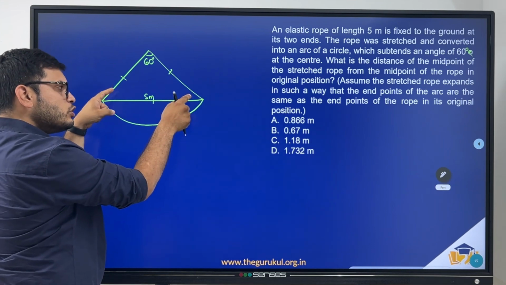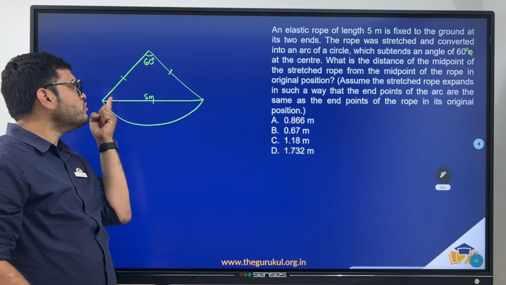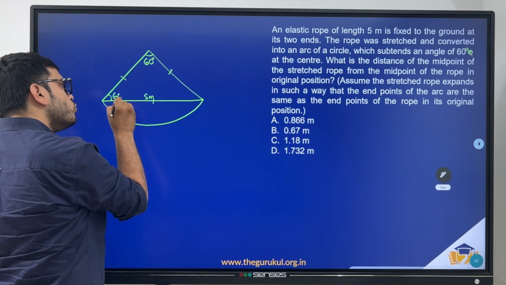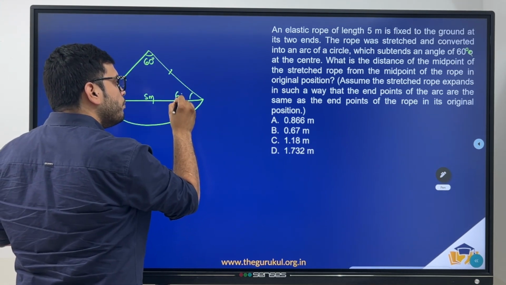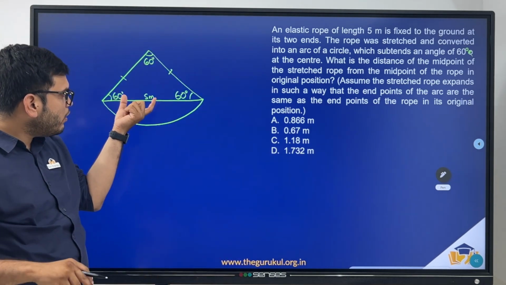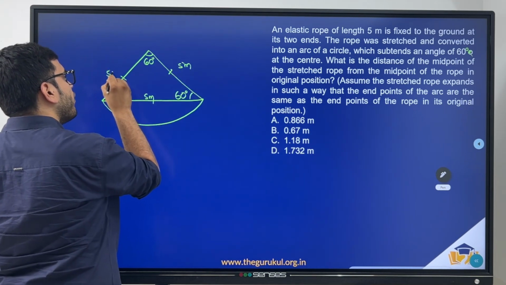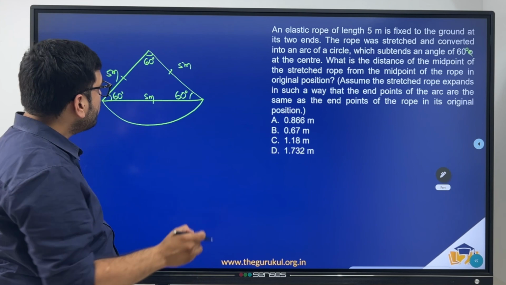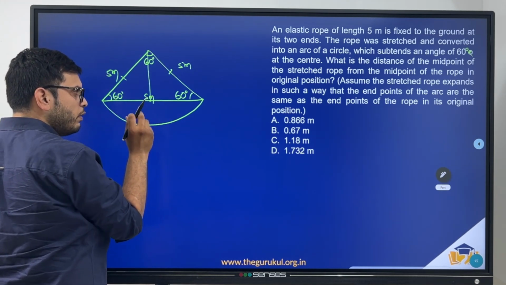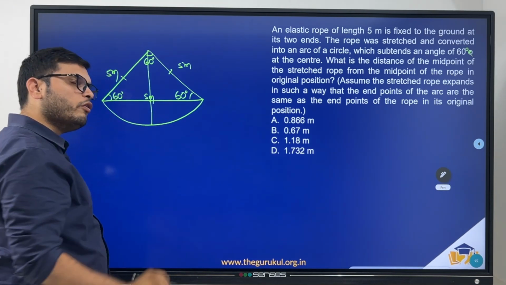The sum of these two angles should be 180 minus 60, which is 120. And we also know that the angles opposite to equal sides are also equal. So these two angles should also measure 60 degrees. So we have an equilateral triangle here. Now if one of the sides is 5 meters, the other two sides should also be 5 meter and 5 meter. Now let me drop a perpendicular from the opposite vertex. So this will be the midpoint of the third side and midpoint of the arc as well.